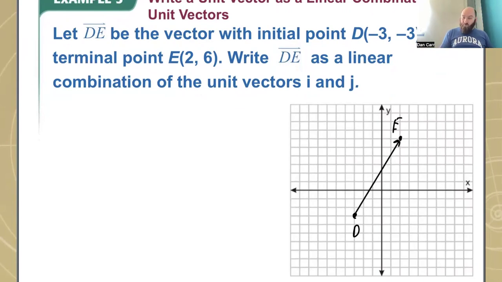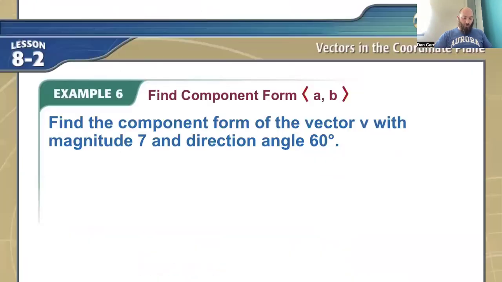Remember, the vector is moving in both the horizontal and vertical direction. Horizontally, it's going 1, 2, 3, 4, 5 to the right. And then 1, 2, 3, 4, 5, 6, 7, 8, 9 up. So if I'm going 5 to the right and 9 up, it's going to be 5I plus 9J. That is my linear combination, because again, I and J are 1, 0, and 0, 1. It's the same thing as 5, 9. So it's just linear combination versus component form. That's all.